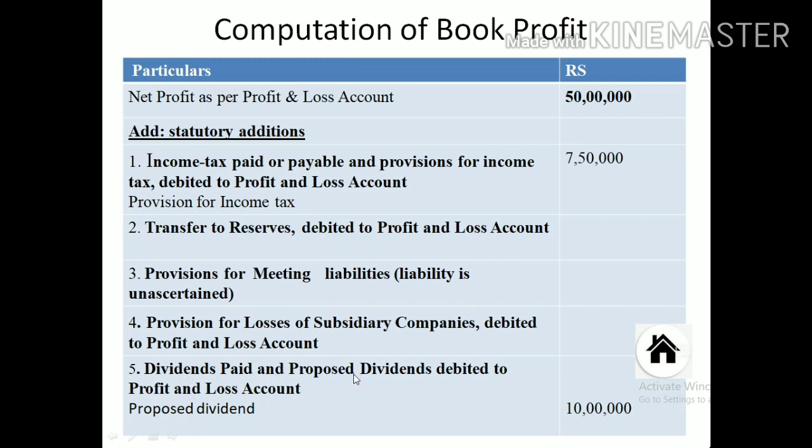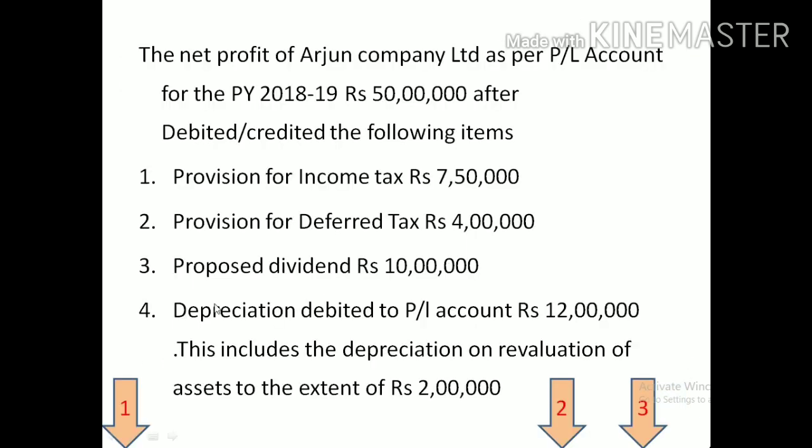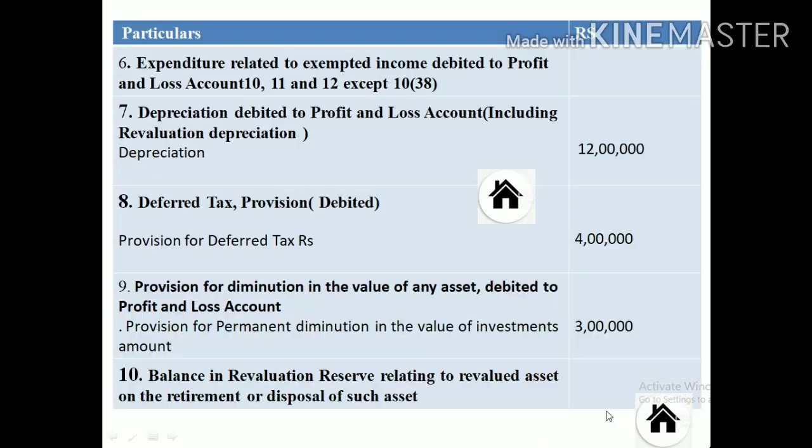Then next one, dividends paid or proposed, debited to the profit and loss account. Here dividends paid, proposed or interim dividend if given, should be added back to the profit. This 10 lakh we have, see, observe here, proposed dividend we have 10 lakh, correct? So I took 10 lakhs here. Then next, expenditure related to the exempted income debited to the profit and loss account, section 10, 11, 12 except 10 section 38. I already explained in detail in the video about the formats. Then in this problem there is no expenditure related to the exempted income under section 10, 11, 12, so I'm not taking an amount here.